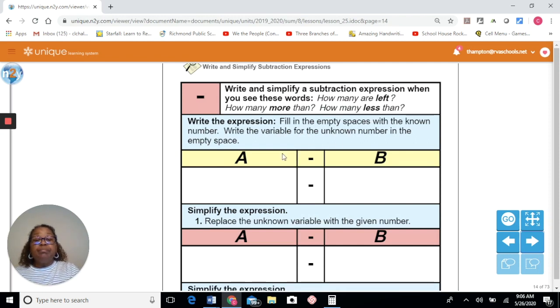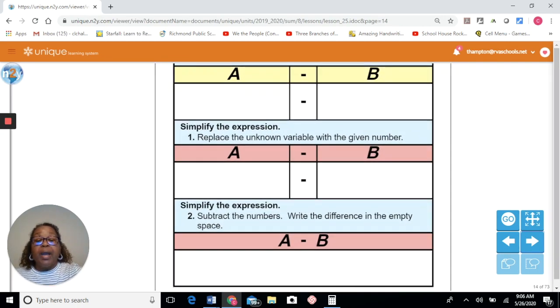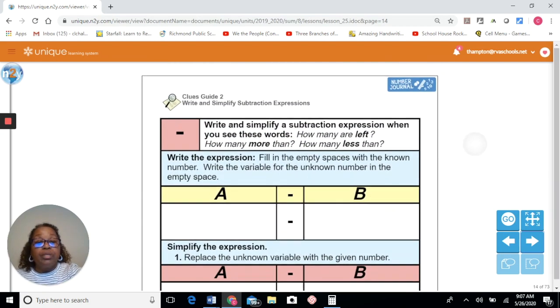All right. So this is a graphic organizer, again, it shows us we're using our variables A and B, and the operation that we're going to be using if we hear these words, how many are left, how many more than, and how many less, will be subtraction. After we simplify the expression by using the word problem to fill in the numbers, we replace the A and the B with the given numbers, and then we use those numbers to solve. That's what our graphic organizer is helping us to organize.